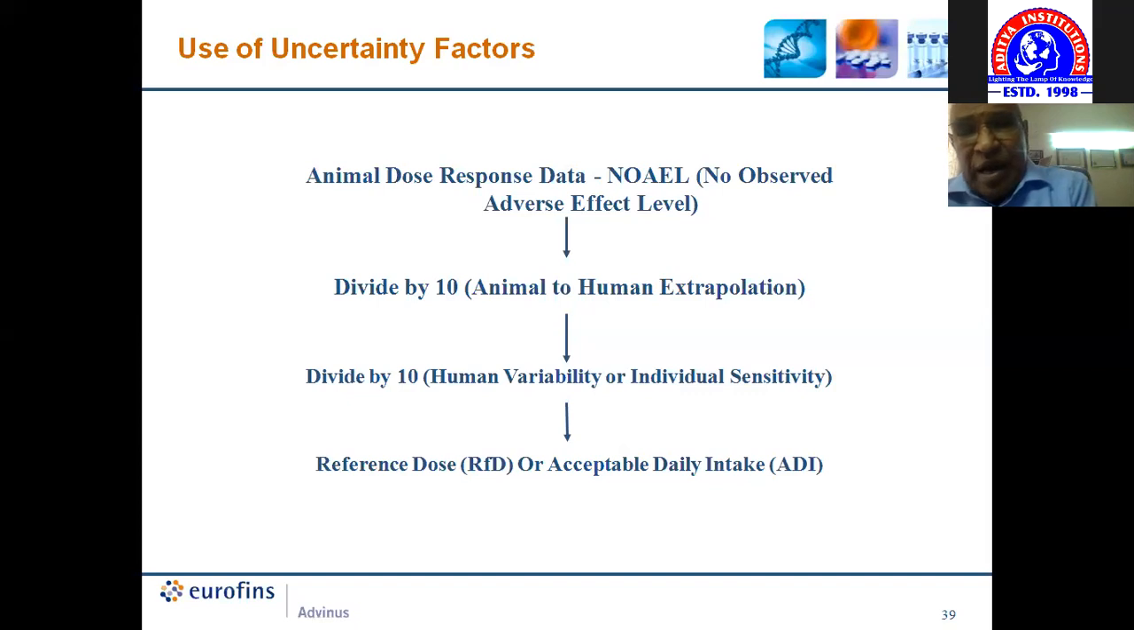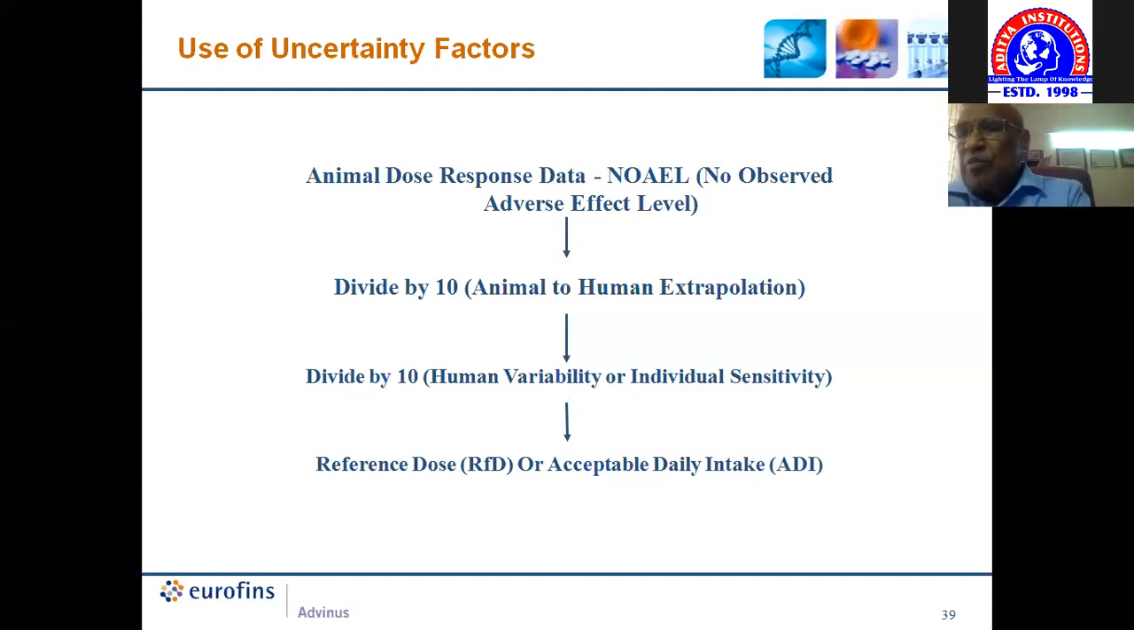Then we divide by another 10, because of variability. No two human beings, even two brothers or two sisters, are identical. They respond differently to some drugs, not all drugs. As a result, to account for human variability, we apply another safety factor of 10. So essentially we apply 10 times 10. We take the NOEL and divide by 100. That is the dose we recommend.